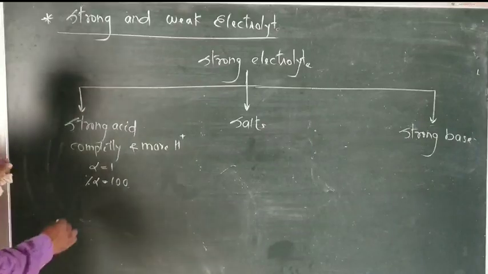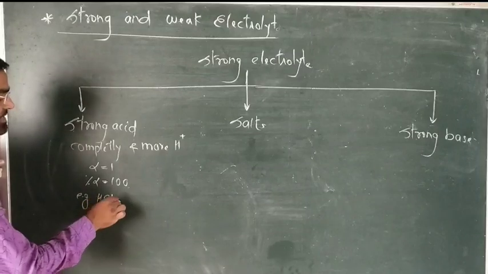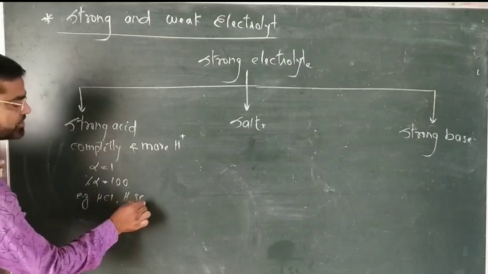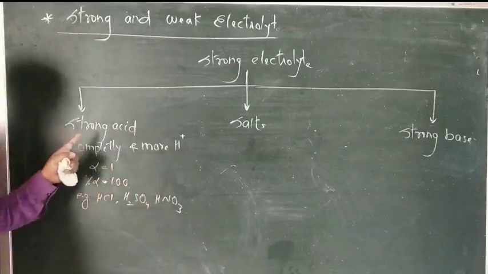In strong acid, the examples are HCl, H2SO4, HNO3, etc.